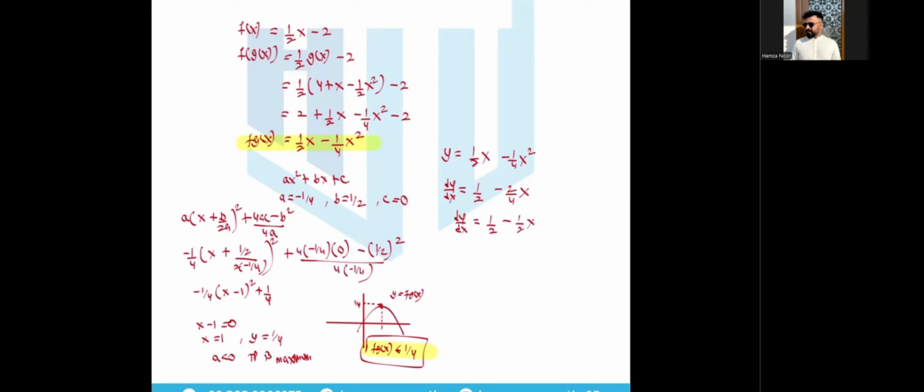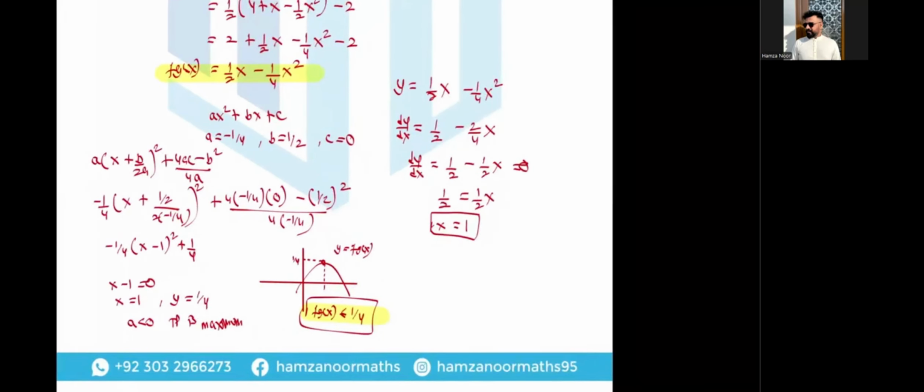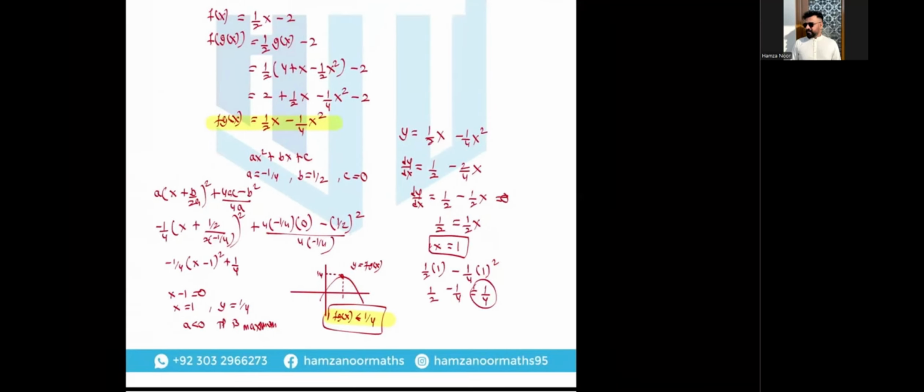So dy over dx is equated with 0. So half will be equal to half x, meaning x will be equal to 1. This is the x coordinate of the stationary point, and the stationary point here will be the turning point of the quadratic graph. So when x is equal to 1, we are going to see what the output of the function is. Half times 1 minus 1 over 4 times 1 squared. So this is half minus 1 over 4, which is 1 over 4. This is the output of the composite function when x is equal to 1.